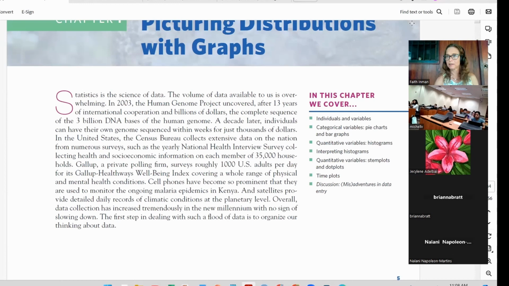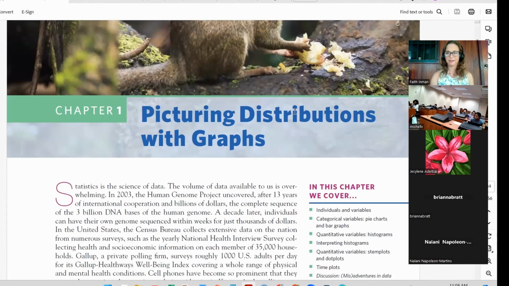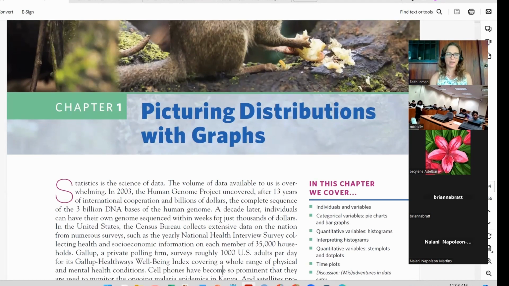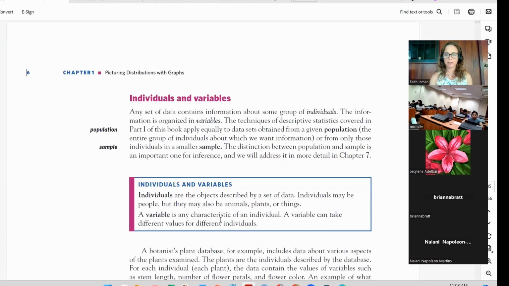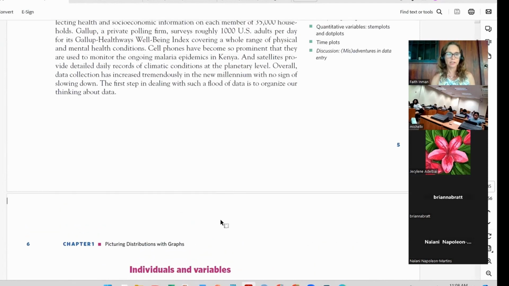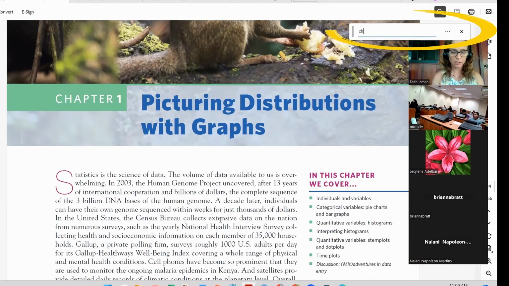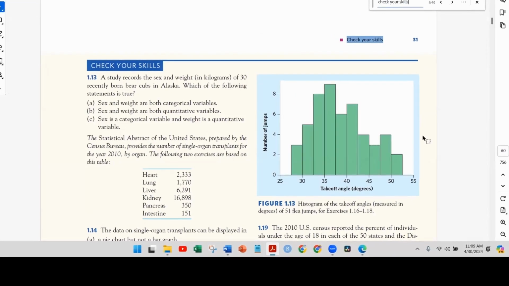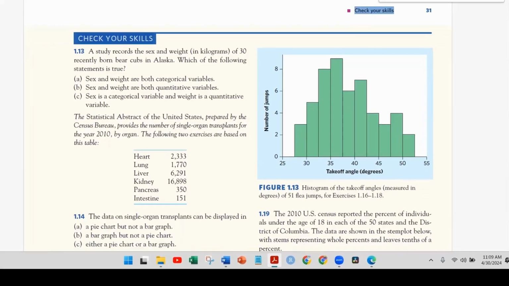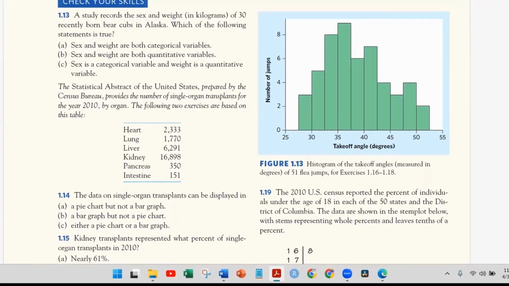And remember, we went over this a lot in the very beginning of the semester. We talked a lot about graphing data and how to really see data, how to visualize data, right? Statistics is the science of data, and not just numbers, but actual data that means something in the world. So if you start at this chapter 1 and you search check your skills, in the check your skills section, you can find these multiple choice questions.